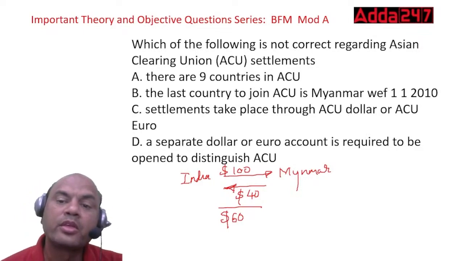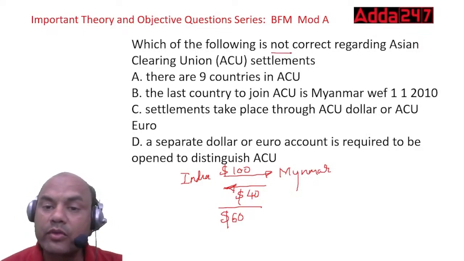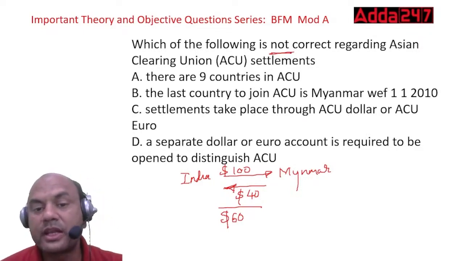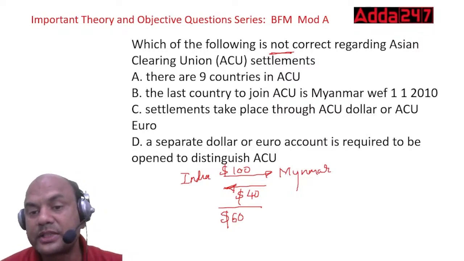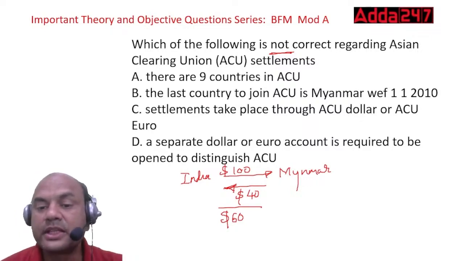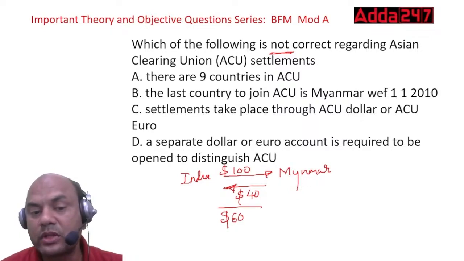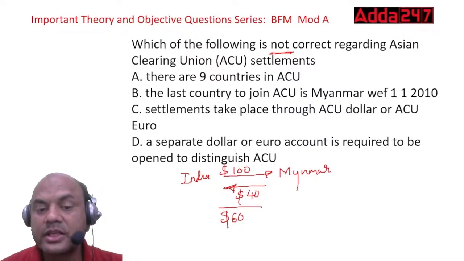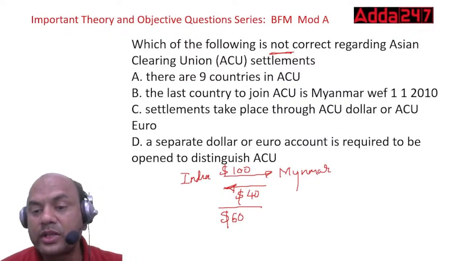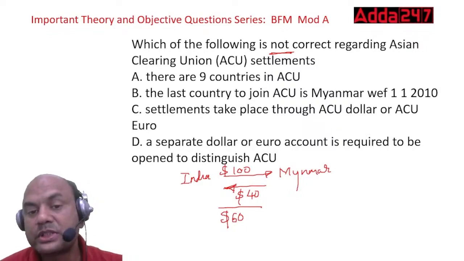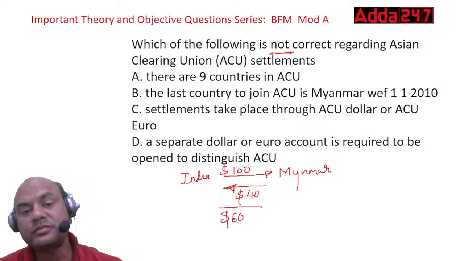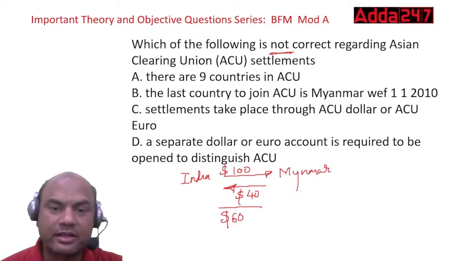So which of the following is not correct? Now we want the not correct one. There are 9 countries in ACU. The last country to join ACU is Myanmar with effect from 2010. Settlements take place through ACU dollar or ACU euro. Separate dollar or euro account is required to be opened to distinguish the ACU. So which is the correct one? Again think.